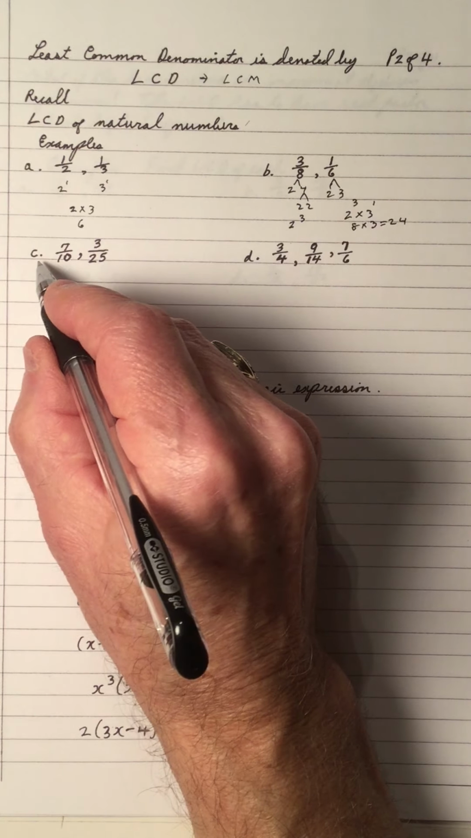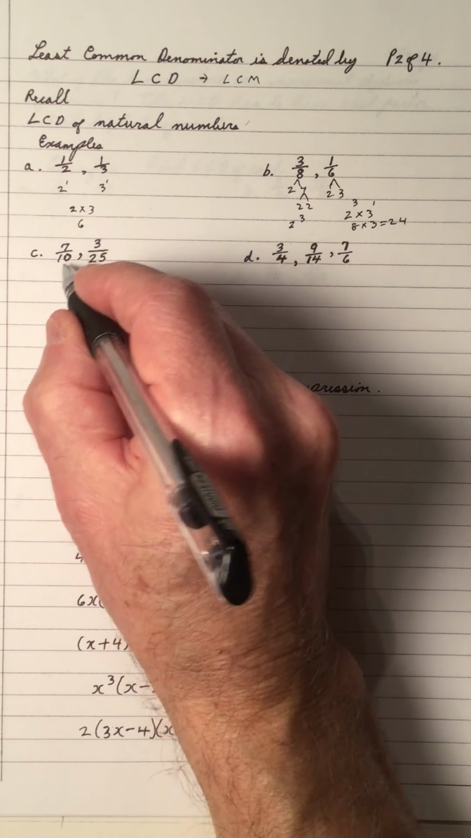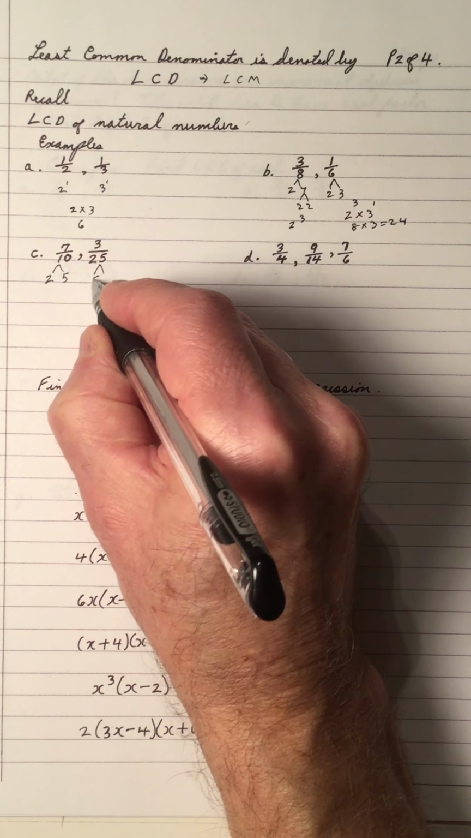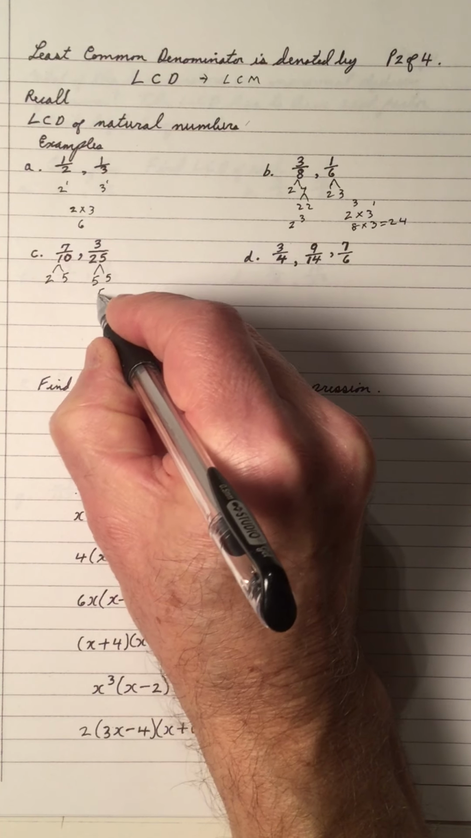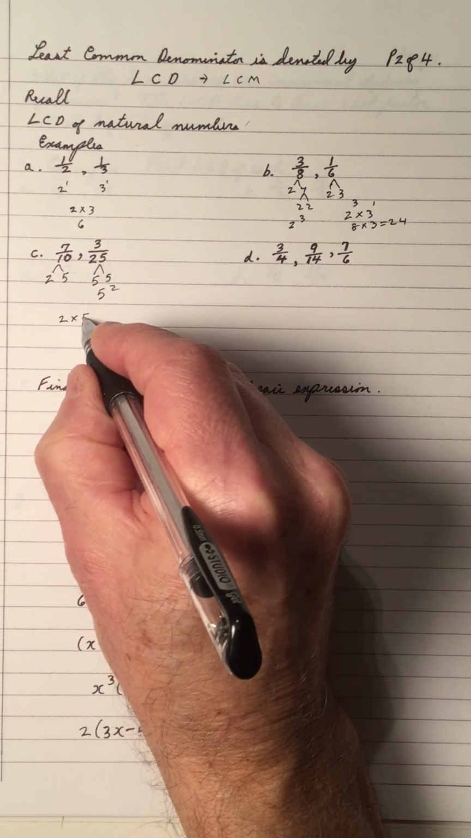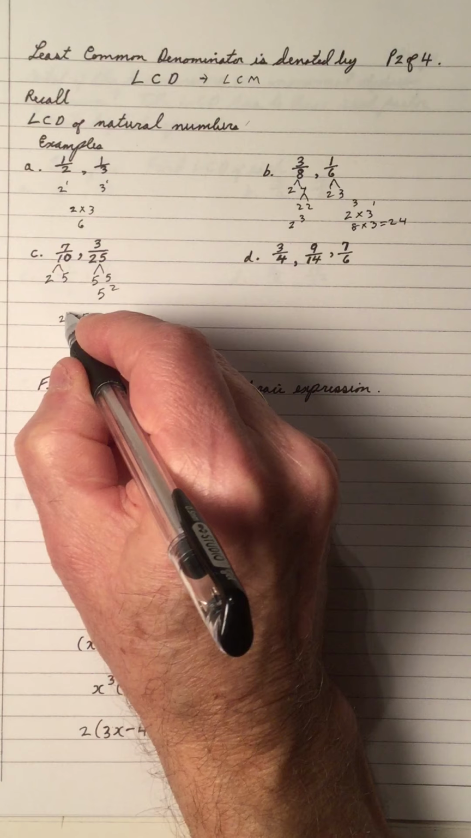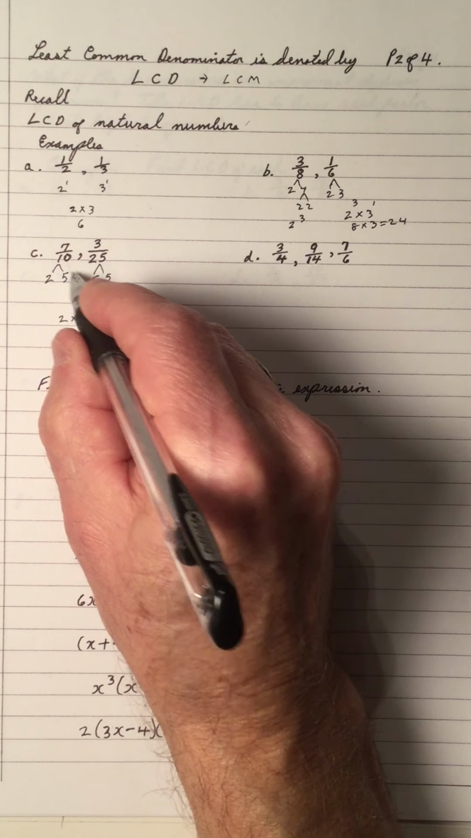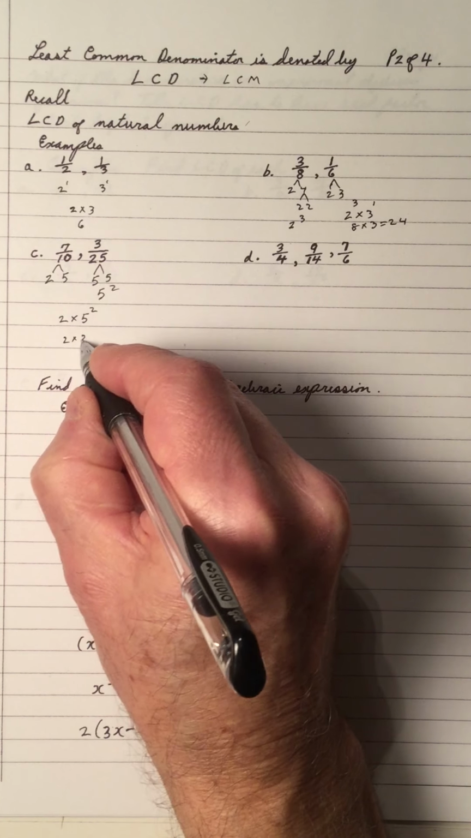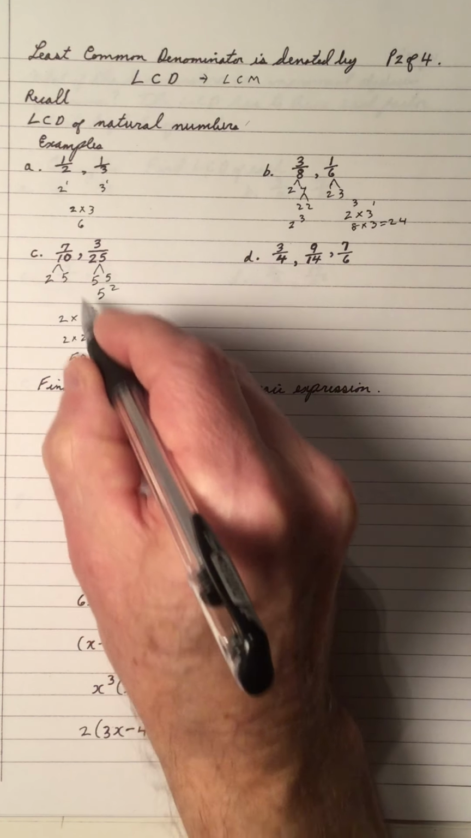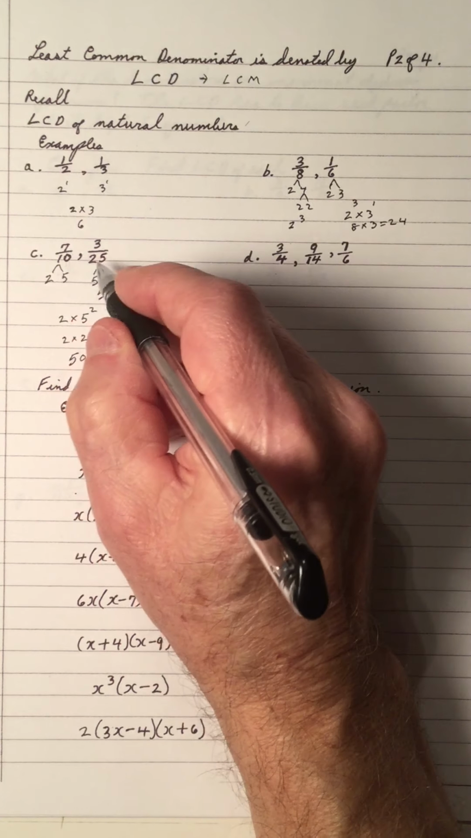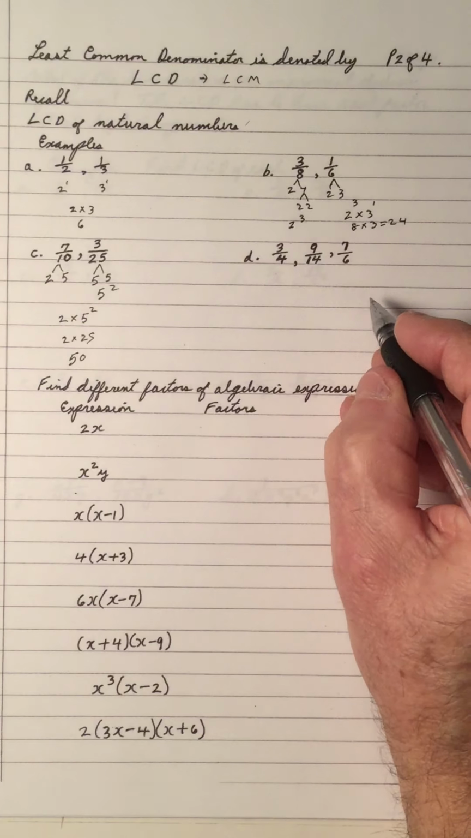Let's look at C, when I have 10 and 25. 10 is 2 times 5. 25 is 5 times 5, which is 5 squared. So I have a factor of 2 and a factor of 5. The highest exponent of 2 is 1, and the highest exponent of 5 is 2. So that's 2 times 25, and the LCD for 10 and 25 is 50. And 50 is a multiple of 10 and a multiple of 25, and it is the least one.